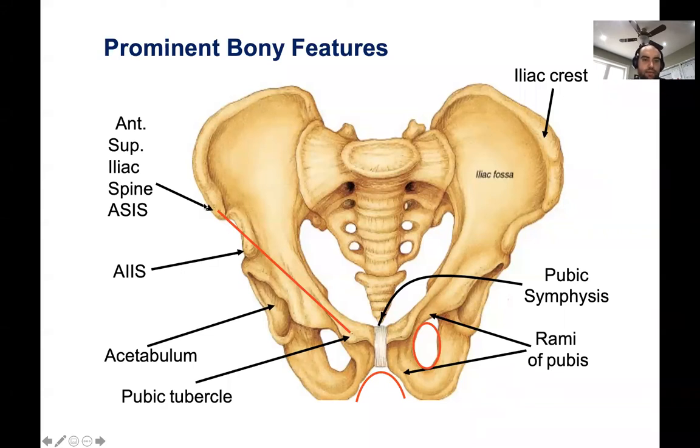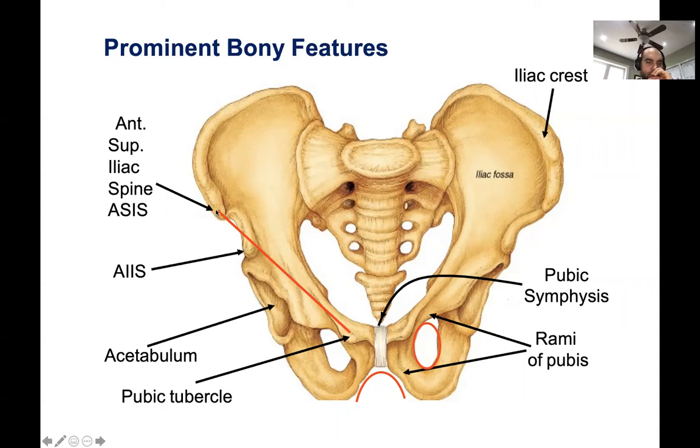So that's the ASIS. And if we have a superior aspect, we definitely have an inferior aspect. The AIIS is the anterior inferior iliac spine. So let me write that one down. That would be this portion over here. Spines are those protrusions in the bone that serve as great places for muscles and tendons to attach, if you remember from semester 1. So those are two prominent little spines in the anterior aspect of our pelvis.